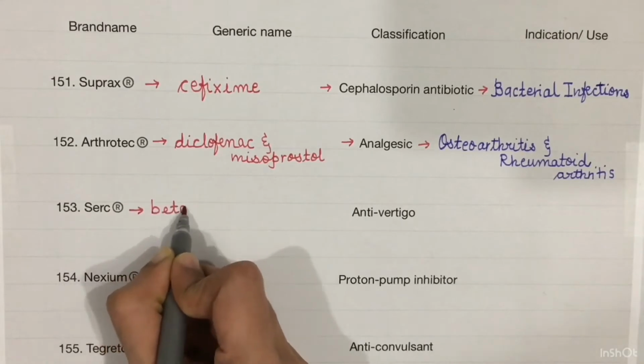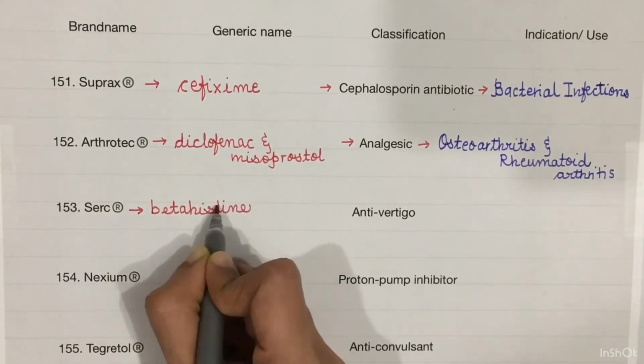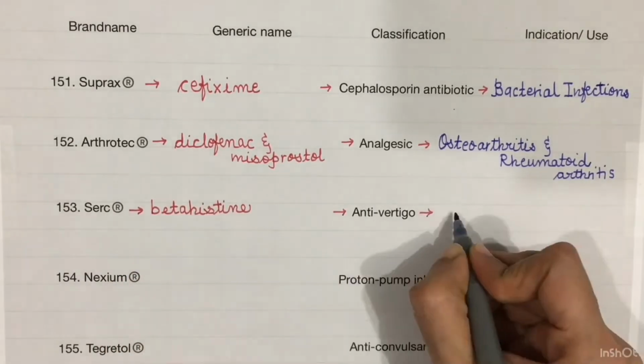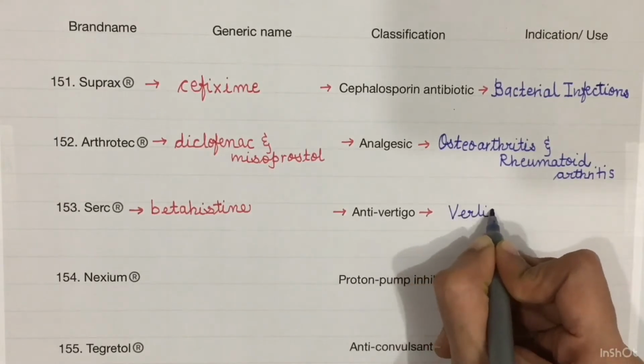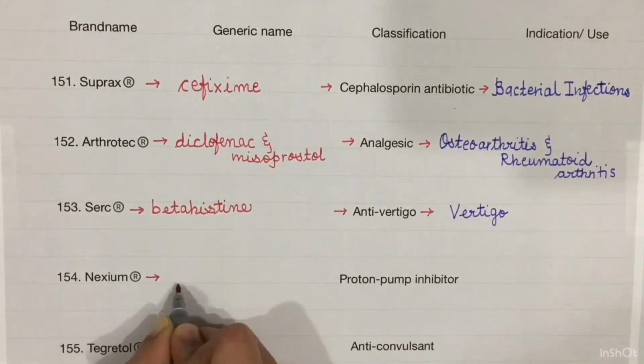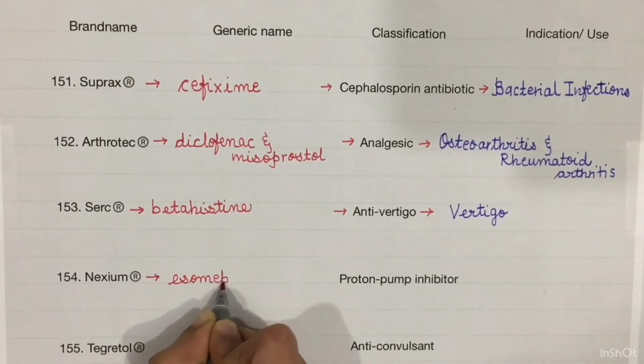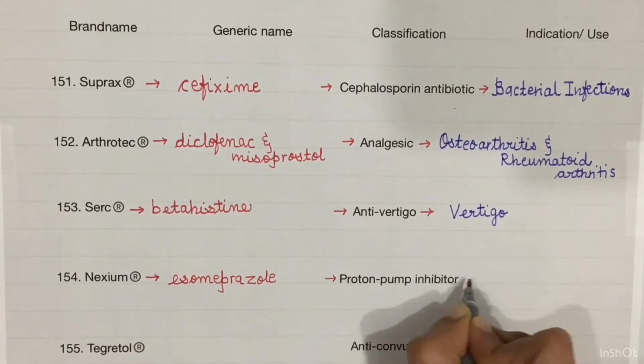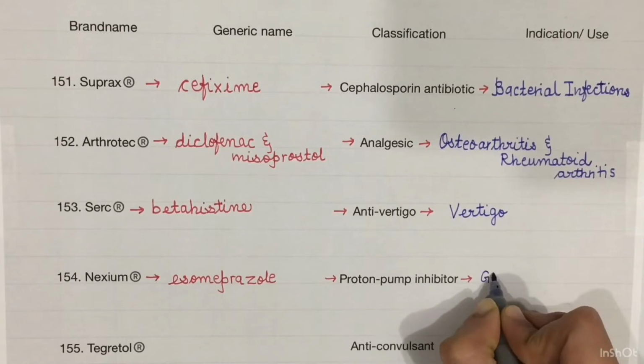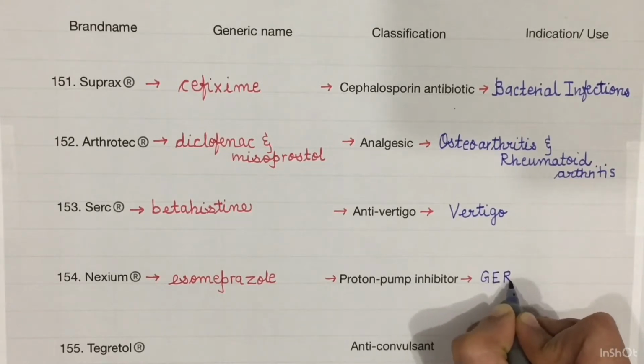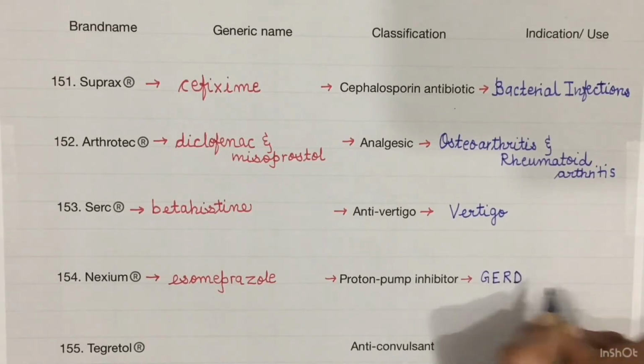153 is Circ. Its generic is betahistine. Its class is anti-vertigo, and it's used for vertigo. 154 is Nexium. Its generic is esomeprazole. Its class is proton pump inhibitor, and it's used for gastroesophageal reflux disorder.